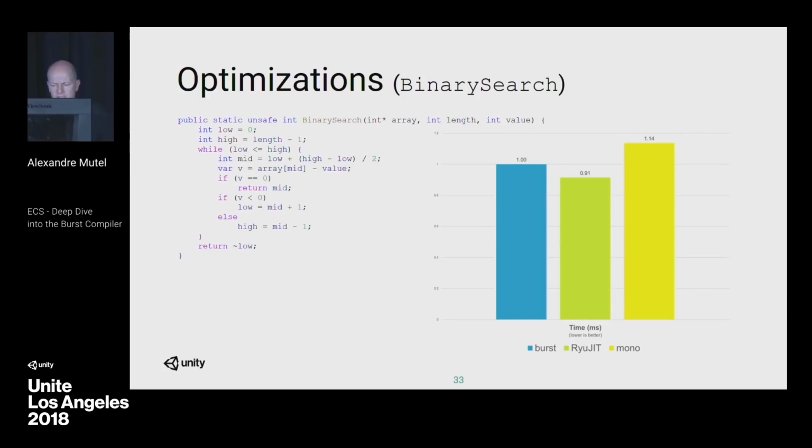Let's look at another example, BinarySearch. Okay, that's a very, very simple function. RyuJIT actually is 10% faster than Burst, sorry. Mono is slower by 15%. So how can RyuJIT be faster? The codegen is actually exactly the same. I looked at the codegen, and it's exactly the same. RyuJIT and Mono and Burst are generating the same code with the same number of registers used and so on.